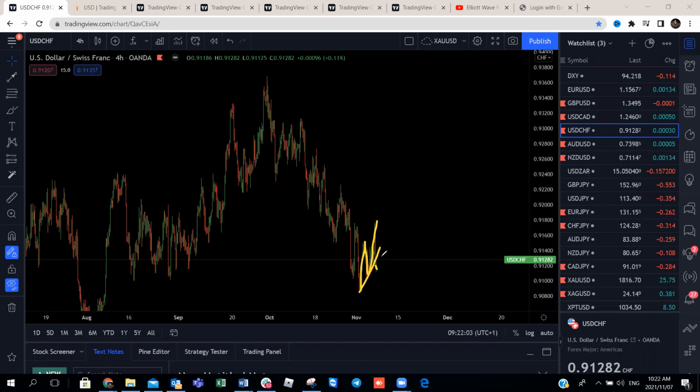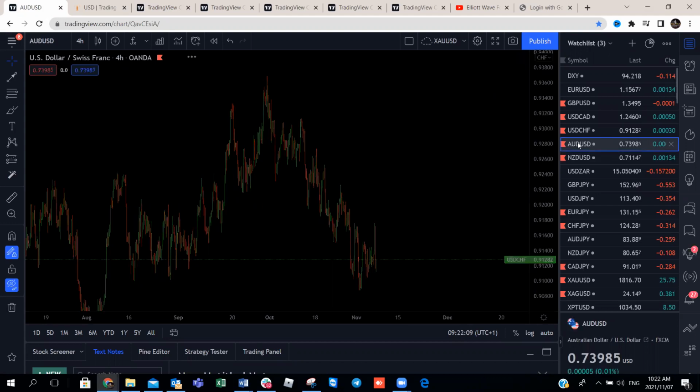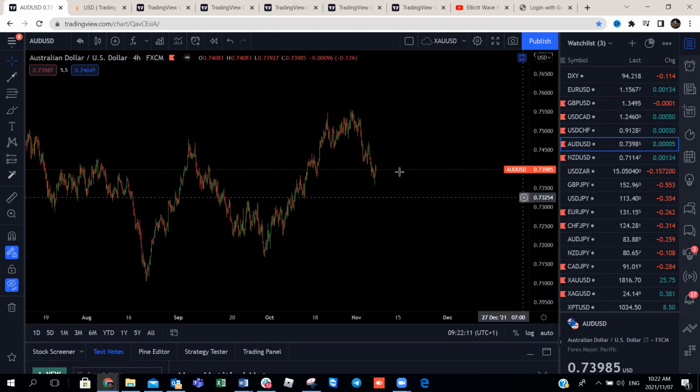From here, that's another setup. A 1 hour setup, you look for more downside. That is per US dollar CHF. Right, AUD US dollar. So we're expecting some pullback as far as AUD US dollar is concerned, as far as the euro is concerned, some pullback here and a move back here like that.